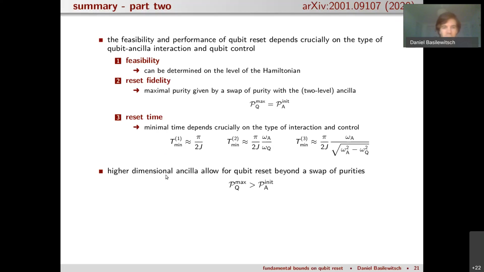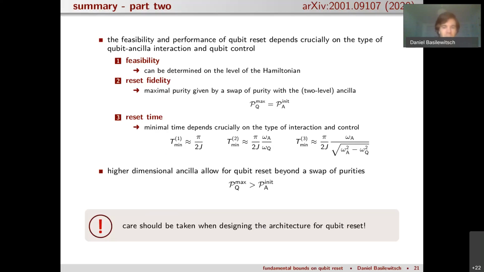And finally, if you have a higher dimensional ancilla, this actually allows you to reset your qubit beyond a simple swap of purity, if you can at least engineer those kinds of unitary operations, because we didn't make any claim on how to generate them. We just know that they exist.